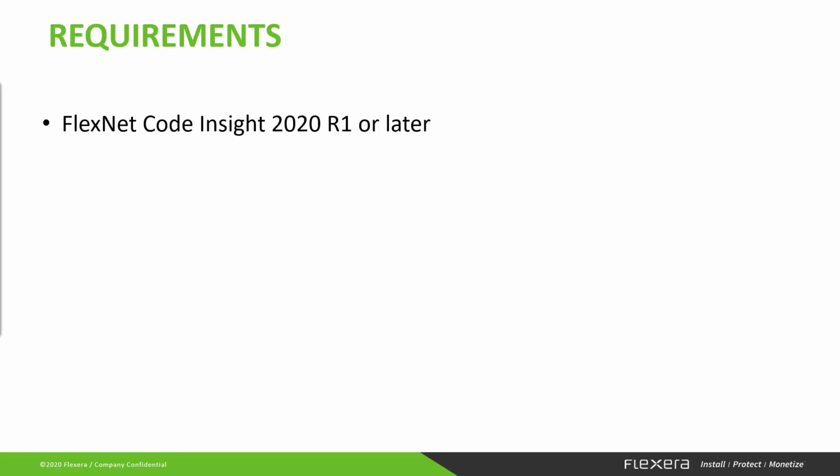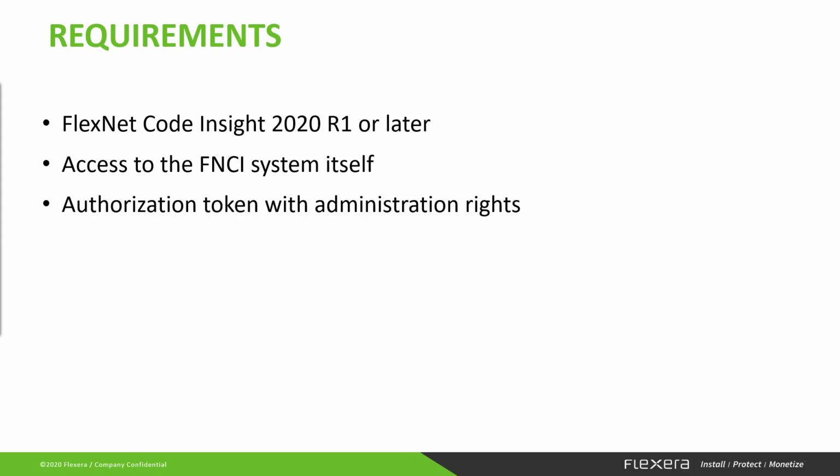The ability to integrate a custom report was first introduced in the 2020 R1 release of FlexNet Code Insight, so having that version or later is a requirement. Since integrating a custom report requires copying files to FNCI, you will also need access to the server. An authorization token for a user with the administrator role is needed since the report must be registered for use. Finally, a program or a script that will create the report is also required.